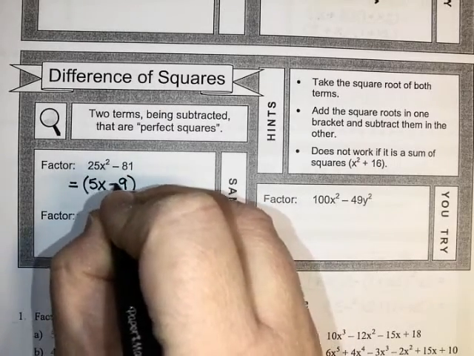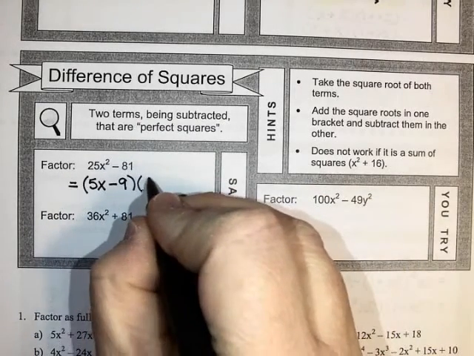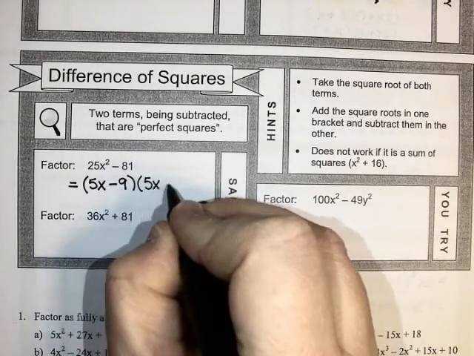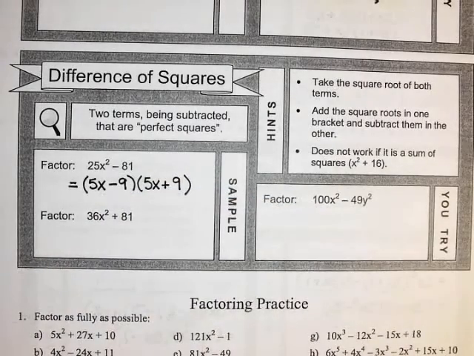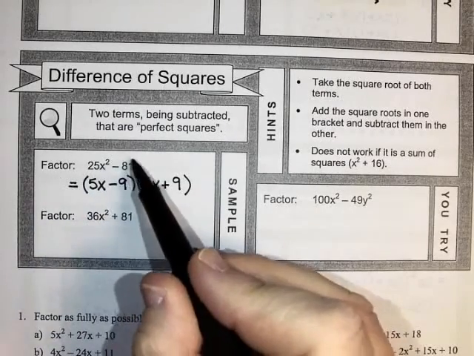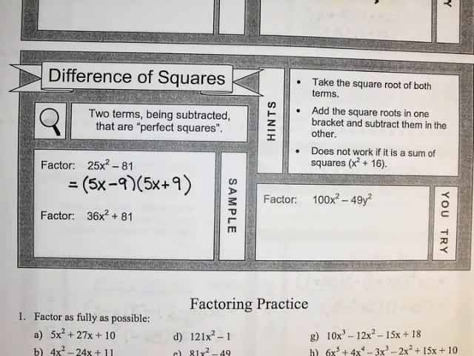So I'm going to have 5x minus 9, and then we have a second bracket that looks exactly the same, except it uses a different sign. It's 5x plus 9. We learned this back in grade 10. The trick is you square root the first term, square root the last term, one bracket is plus and one bracket is minus. And that's difference of squares.